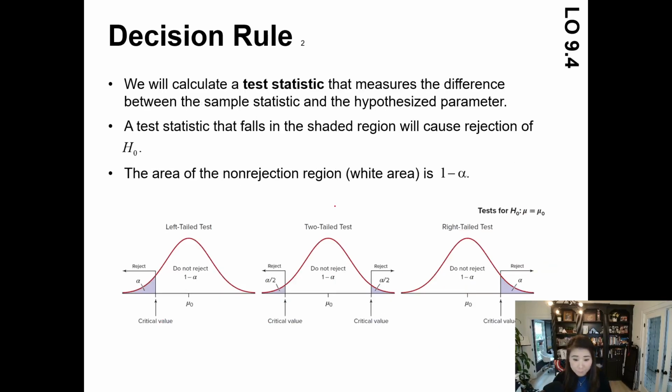Okay, so we will calculate a statistic that measures the difference between the sample statistic and the hypothesized value. A test statistic that falls in the shaded region will cause rejection of H0. The non-rejection region, which is the white area you can see, we consider as the non-rejection area. So that area is equal to 1 minus alpha.